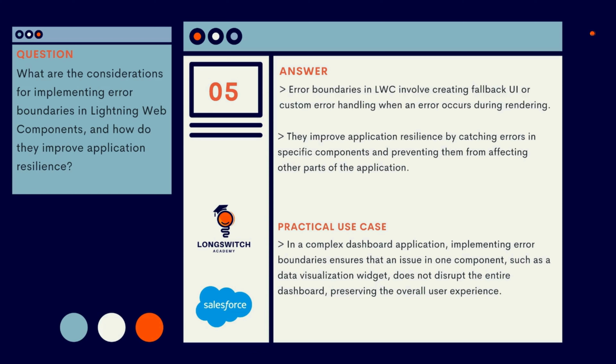What are the considerations for implementing error boundaries in Lightning Web Components, and how do they improve application resilience? The possible answer for this question can go like this. Error boundaries in LWC involve creating fallback UI or custom error handling when an error occurs during rendering. They improve application resilience by catching errors in specific components and preventing them from affecting other parts of the application.